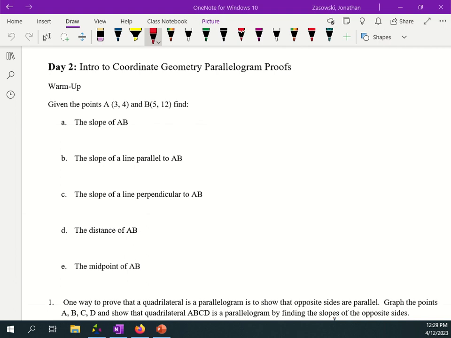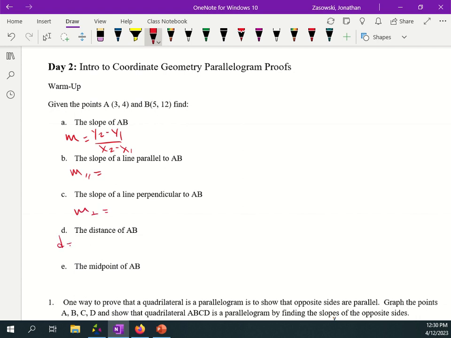Okay, so if you guys remember the slope formula for the warm-up here on page 6, if you needed it, it was y2 minus y1 over x2 minus x1. And we'll be doing this on the graph later, so we'll talk about how to do it on the graph. What is the slope of a line parallel? What is the slope of a line perpendicular?